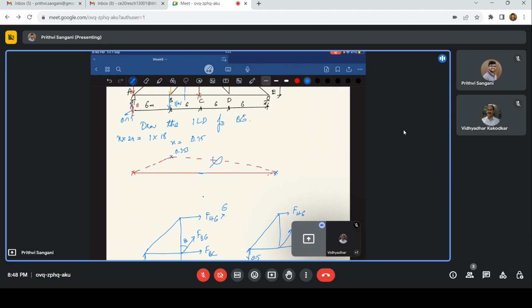Usually what happens is that the diagonal members actually undergo stress reversals. So it is in tension up to some extent, up to some point, and then it goes into compression. So I'll just draw it here, something like this.